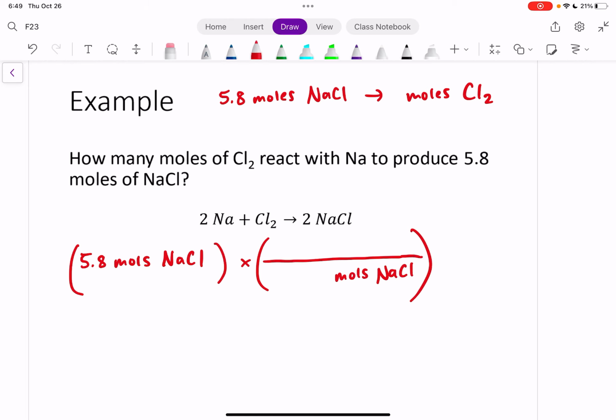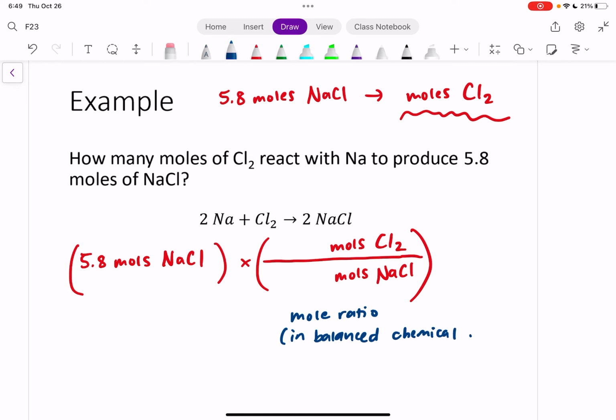Now, if I want to cancel out those moles of NaCl, the reason I want to do that is so that I can end up in moles of Cl2. So we can put moles of Cl2 on the top. And now it's a matter of filling out this part. How many moles of Cl2 react to form how many moles of NaCl? That comes from your mole ratio, which is in your balanced chemical equation. Sometimes I'll abbreviate equation EQN.